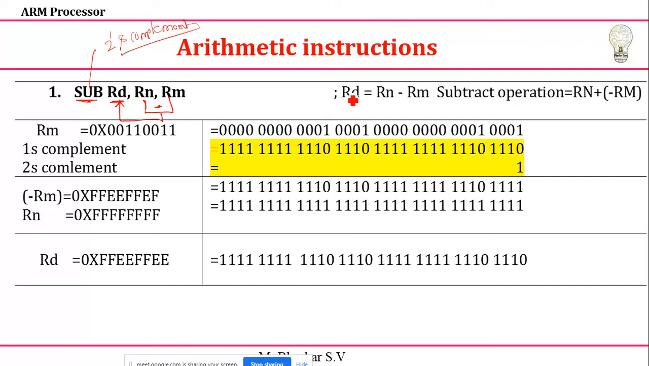But here, storing means Rn minus Rm. I'm telling you it is a 2's complement addition, which means for this Rm I need to get the 2's complement form and add it with Rn. So Rn plus of this minus Rm. First I need to find out the 2's complement value of this Rm.